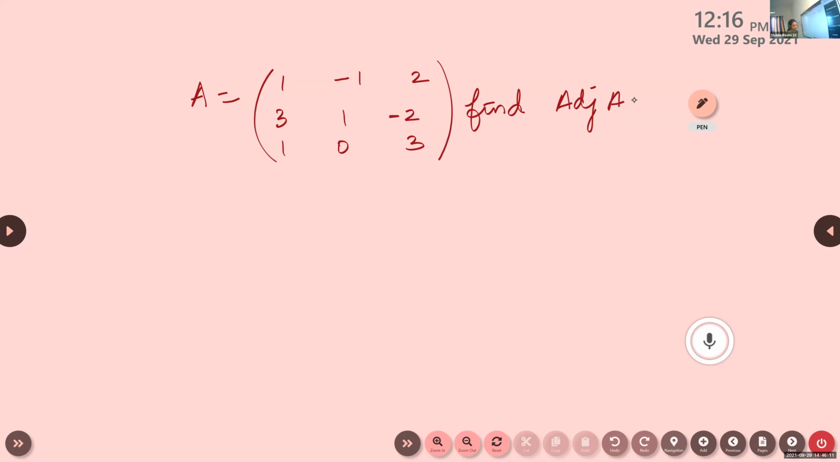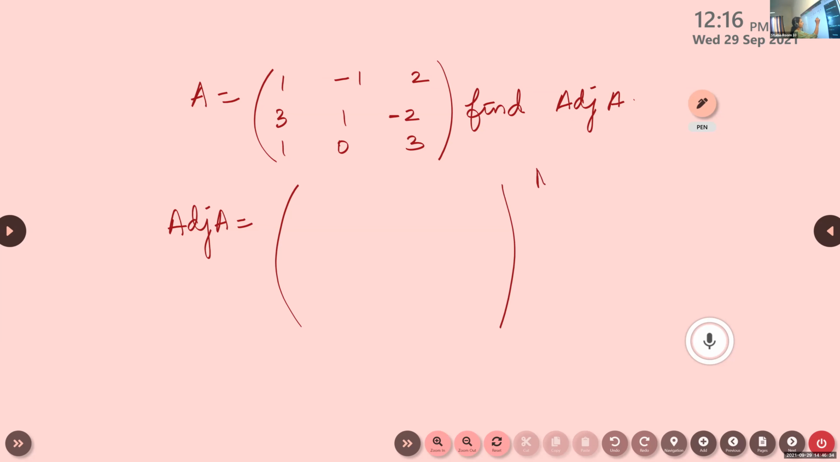Adj will be same as transpose of the cofactor matrix, isn't it? Adjoint of a matrix is got by taking transpose of the cofactor matrix. So first you have to find the cofactor, isn't it? Adj is equal to, how to find the cofactor? Are you able to recall that value?